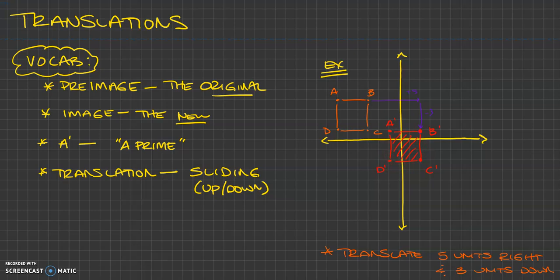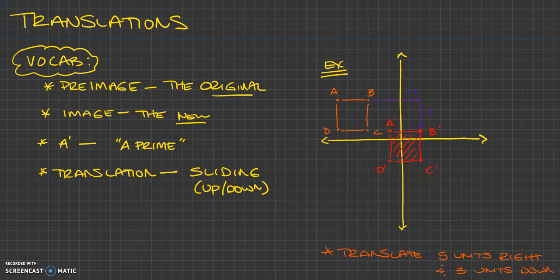So a translation means that we're going to be sliding it up or down. We're not going to go diagonal. We will go up, and that will be a positive direction. Down, that's a negative direction. Left is a negative direction. And right is a positive direction.